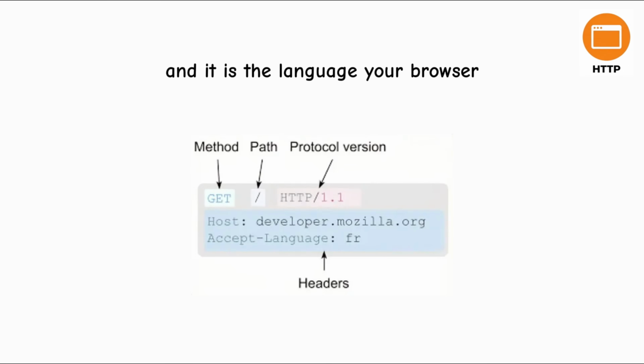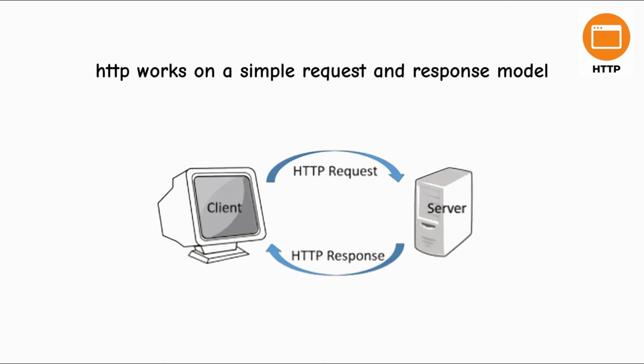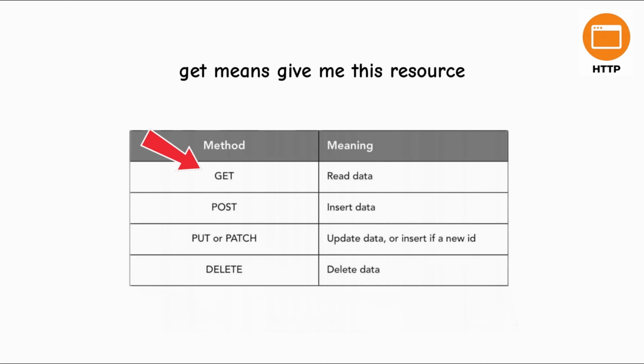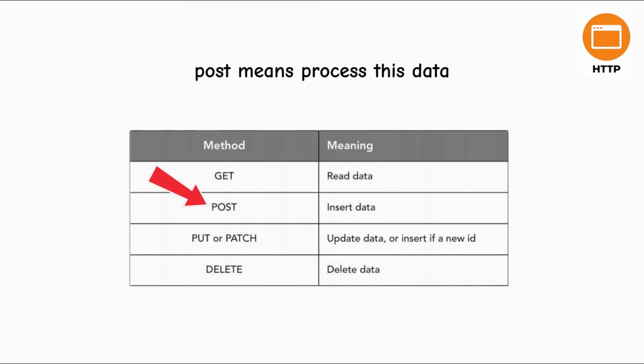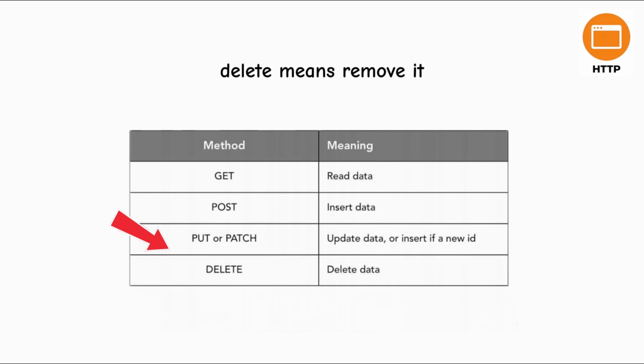HTTP stands for Hypertext Transfer Protocol, and it is the language your browser uses to talk to web servers. It was invented by Tim Berners-Lee in 1989 at CERN. HTTP works on a simple request and response model. Your browser sends a request with a method. Get means give me this resource, post means process this data, put means update this resource, delete means remove it.